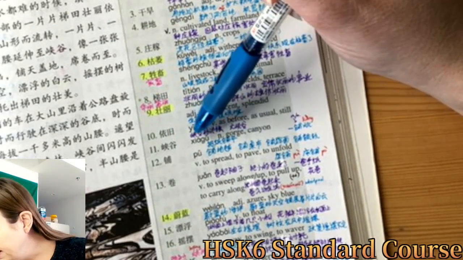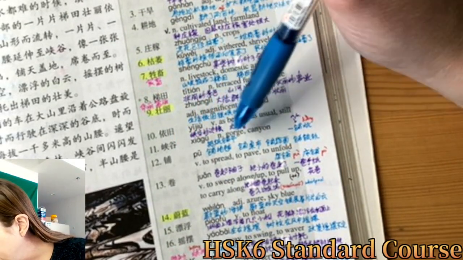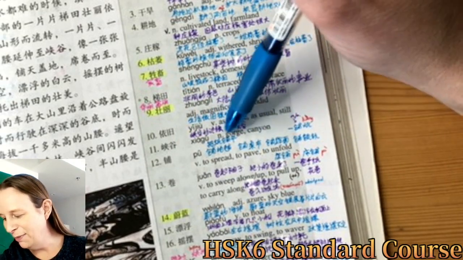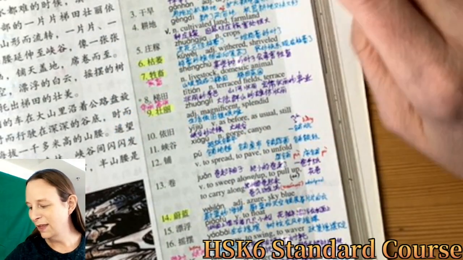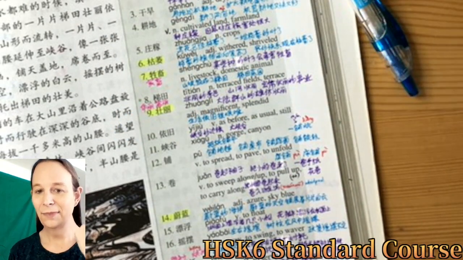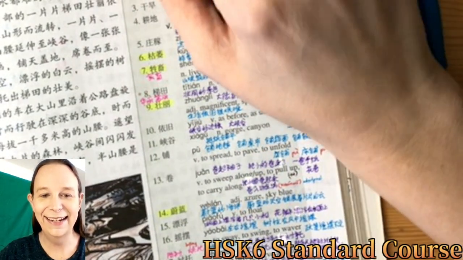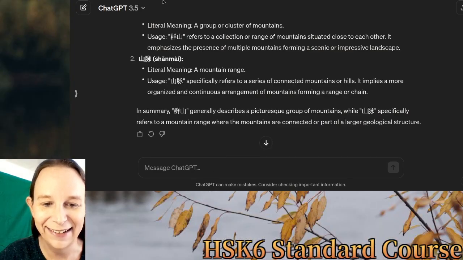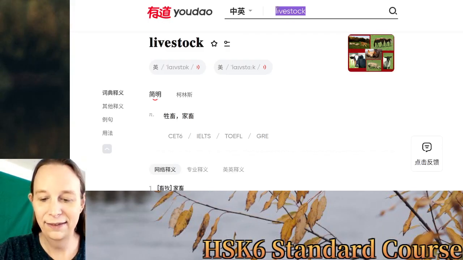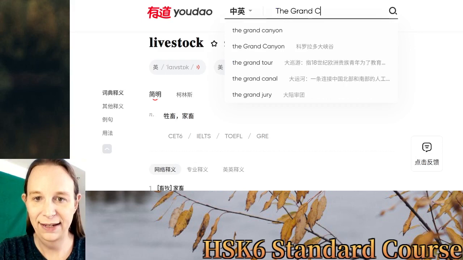Okay, next, 峡谷. Yeah, we studied 峡谷 already. Gorge, canyon. Yeah, 峡谷的边缘. 大峡谷. Okay, why would I write 大峡谷? Oh, is 大峡谷 the Grand Canyon? The Grand Canyon. The Big Canyon. Is that really the name of the Grand Canyon in Chinese? I need to know now.